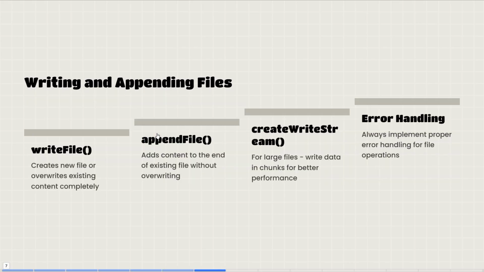The file system module also allows us to create and modify files. The writeFile method creates a new file or overwrites an existing one. The appendFile method adds content to an existing file without removing old data. For large files, streams are preferred because they write data in chunks, improving performance and reducing memory usage. Just like reading files, error handling is critical during write operations.